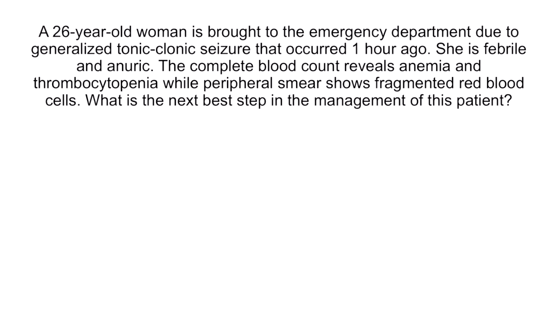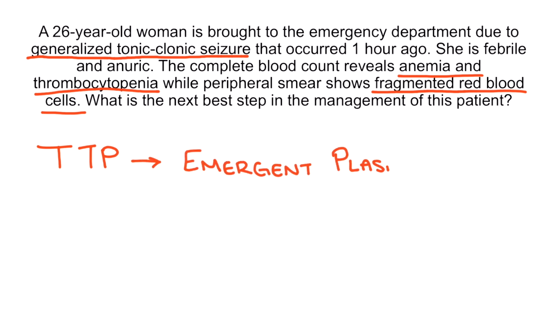This febrile patient has neurological dysfunction manifested by generalized tonic-clonic seizure. She also has an acute kidney injury evidenced by anuria. Additionally, the complete blood count reveals anemia and thrombocytopenia, while the peripheral smear shows fragmented red blood cells. These fragmented red blood cells are schistocytes. All these findings point toward the diagnosis of thrombotic thrombocytopenic purpura. The next best step in management is emergent plasma exchange.